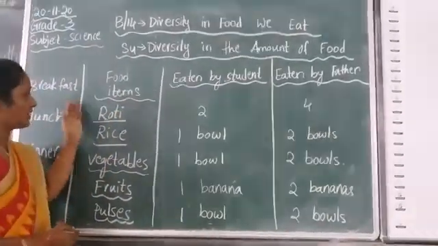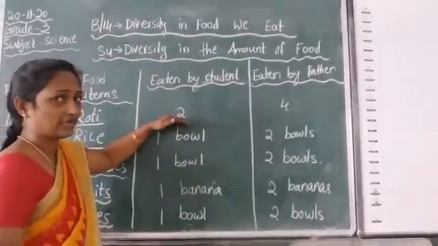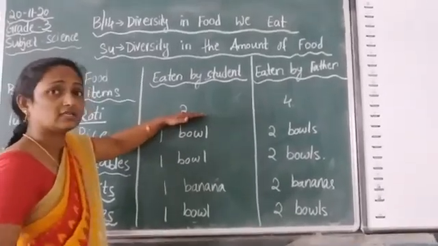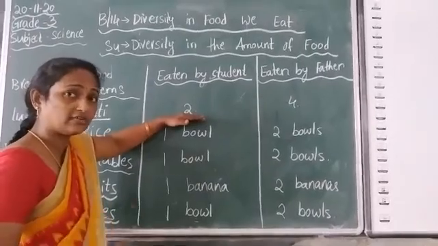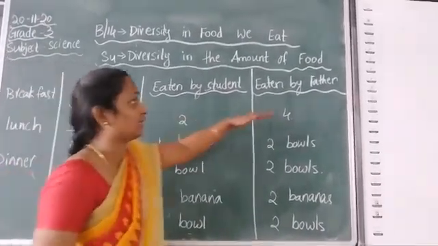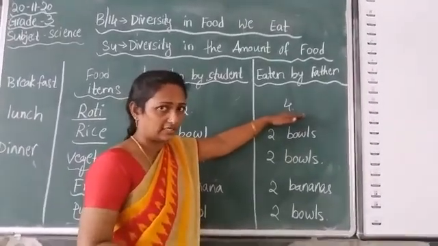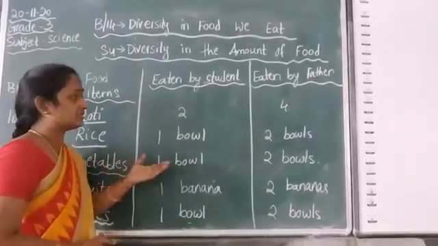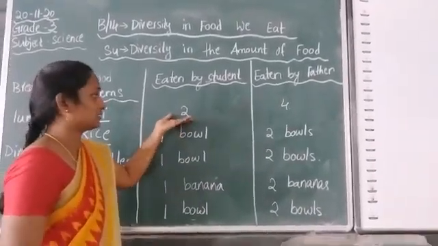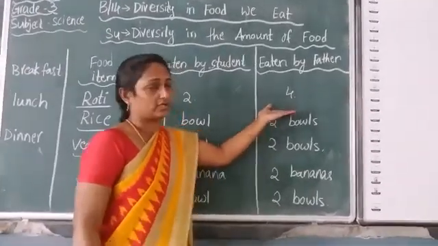Suppose for breakfast you have taken roti, then how many rotis will you get in your family, how many rotis your mother will serve in your plate, and how many rotis she will serve in your father's or any of your adults' plate. For this, I have given an example. For a child, it is given 2 rotis, and for a father, it is given 4 rotis.